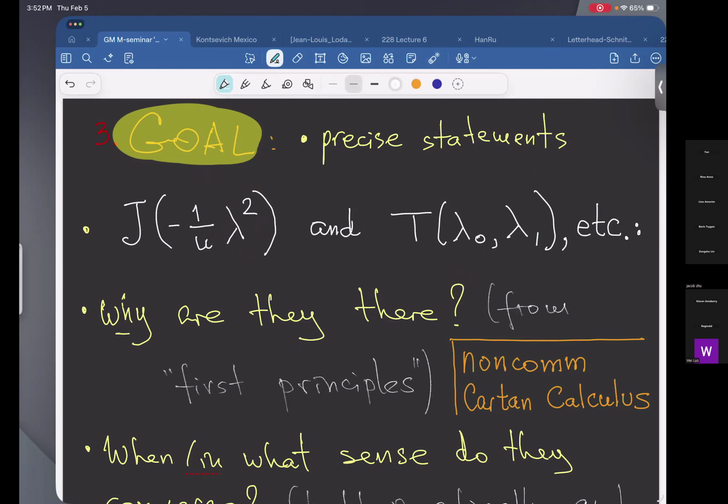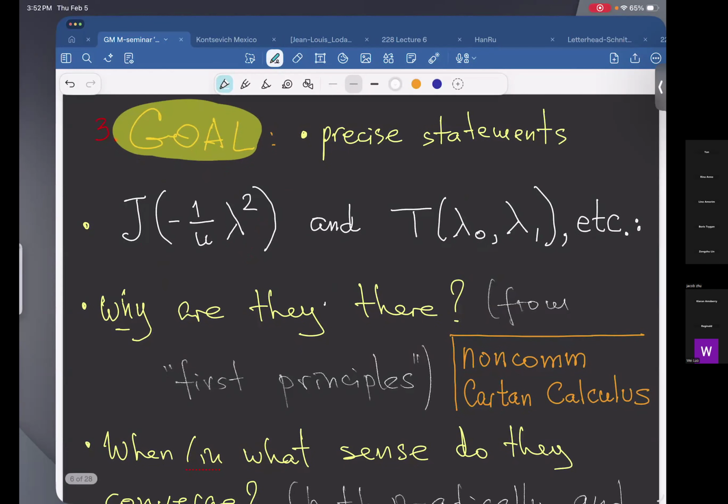For me, maybe the main goal is, one goal: why are those operators there? How to deduce them from some sort of first principles? And by the way, how to deduce the non-commutative de Rham differential capital B from those first principles? So what kind of non-commutative differential calculus is there, and why is it there?